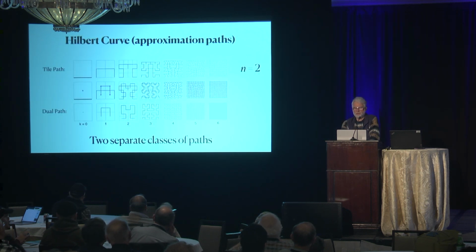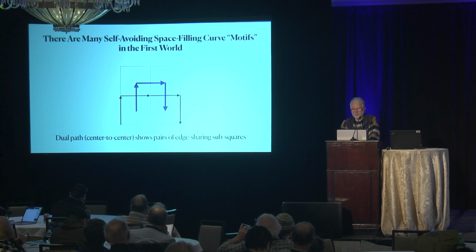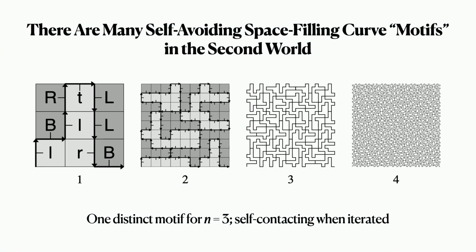So the Hilbert curve is the only solution for n equals 2 when you're subdividing into 2 by 2. And the top row there shows the distinguished edges in a motif that, when you edge substitute, unfortunately, they start self-contacting in the lattice. So the Hilbert curve doesn't solve the problem. Hilbert solved this problem by just connecting centers of adjacent subsquares, and that creates a self-avoiding path in the first illustration of a space-filling curve. Well, for n equals 3, there's only one solution, and unfortunately, when you iterate it recursively, it contacts in the lattice, so that doesn't solve anything.